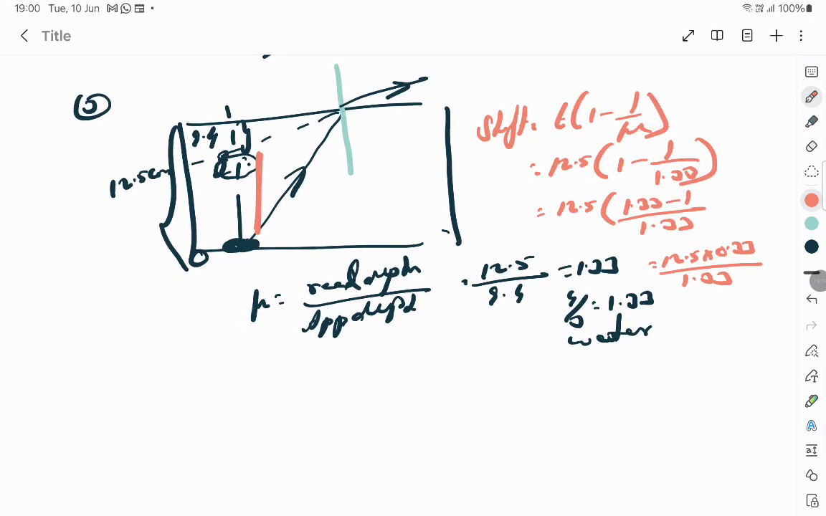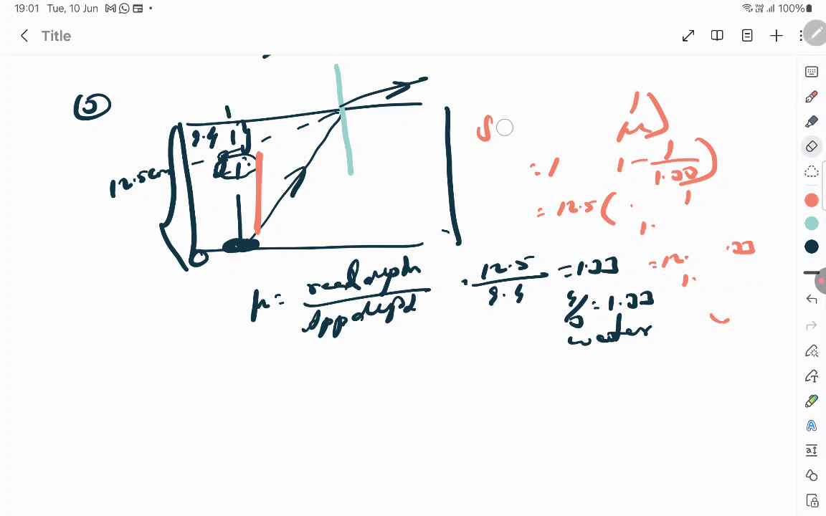So what will be the answer for this? According to me the shift is t into 1 minus 1 by mu, and if I apply that formula, I don't know whether they are even asking that question. We found it to be 1.33. Oh no, they didn't ask this question at all. I'm sorry.